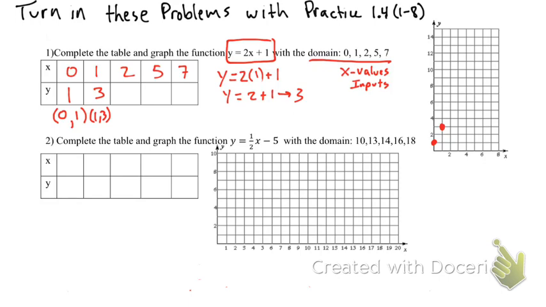Now we're just going to repeat the same process using the next x. So my next x value, instead of 1 here, I'm going to plug in the number 2. 2 times 2 is 4. Bring down the positive 1. And we get 5. So (2, 5). Okay? And then you would plot that point, (2, 5), right here.